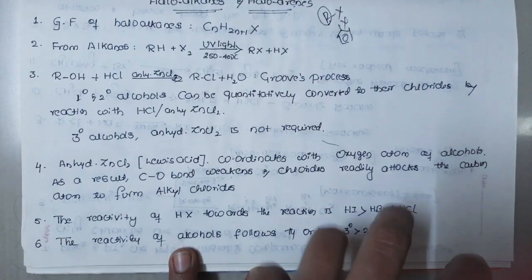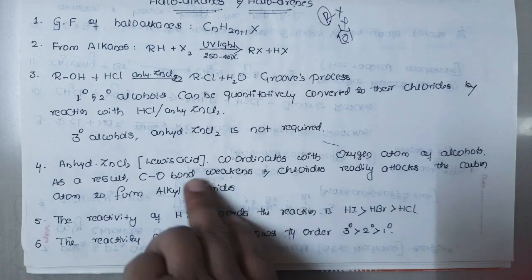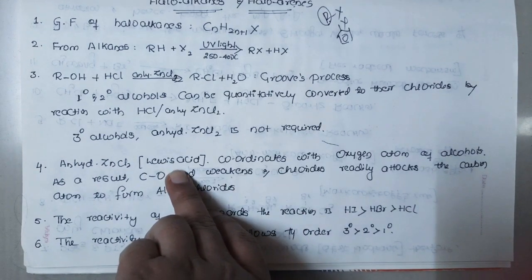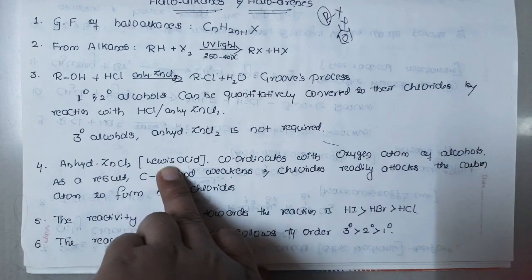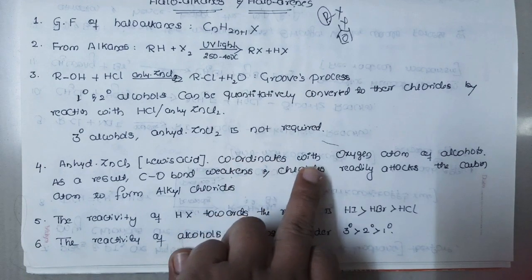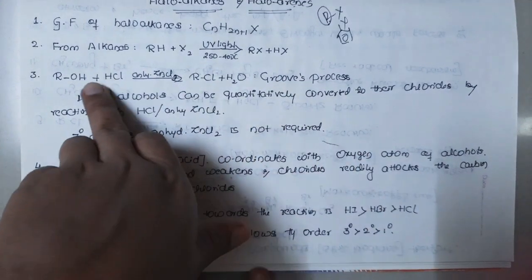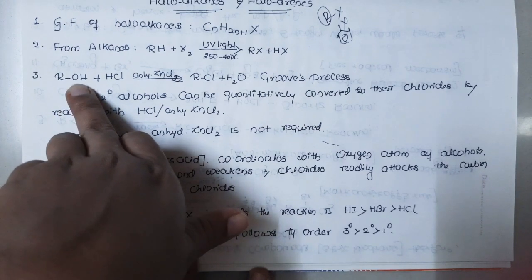Now, what is the role of anhydrous zinc chloride? Why are we using anhydrous zinc chloride here? This acts as a Lewis acid. You may get a question based on this. So what is the role that it plays over here? It coordinates with the oxygen atom of the alcohol, and it weakens the bond between carbon and oxygen.